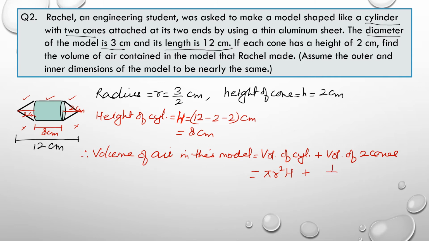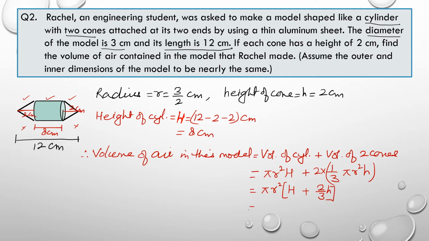Volume of cone is 1 by 3 pi small r square small h. Since there are two cones, we can write twice of this. Now let's take common. Since the radius of both was the same, we have taken small r. So we take pi r square common, and inside what remains is H plus 2 by 3 into small h.